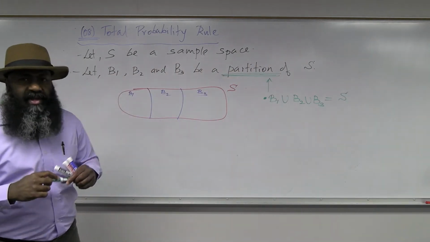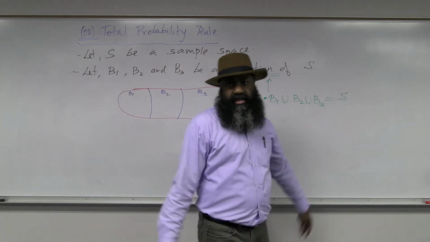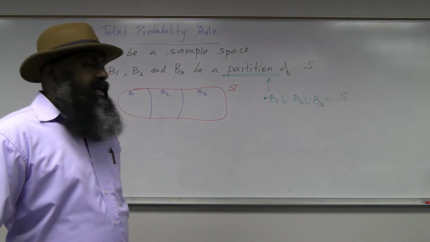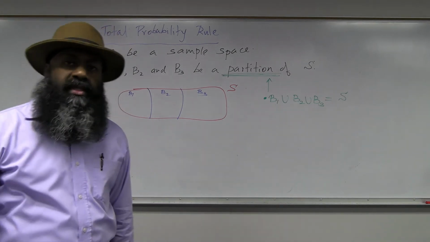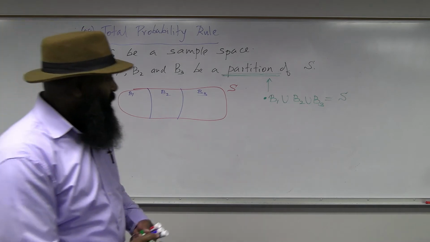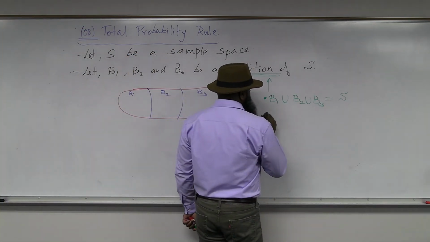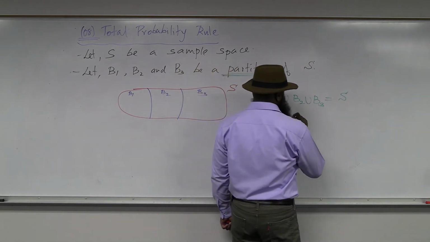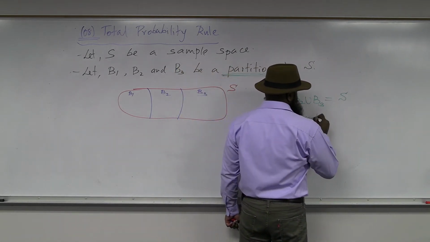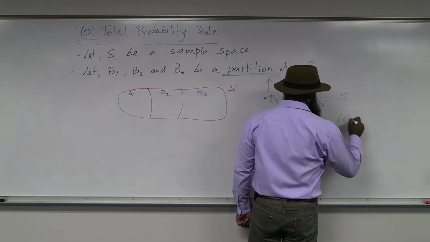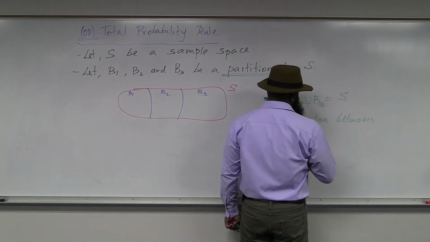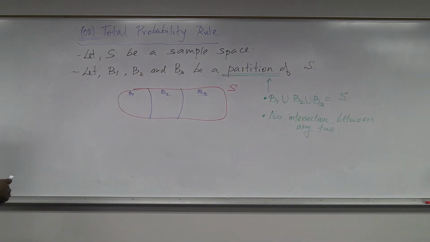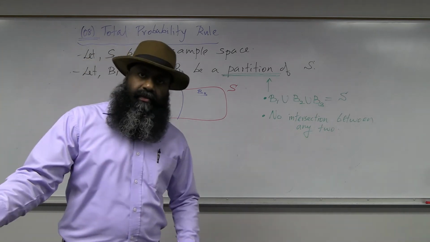Of course, 3 is a specific number, just randomly picked, but you can always partition that into more than 3 pieces. The union should be equal to the sample space. That's the first condition. The second condition is there's no intersection between any two of them, any two out of B1, B2, and B3. Okay, good.